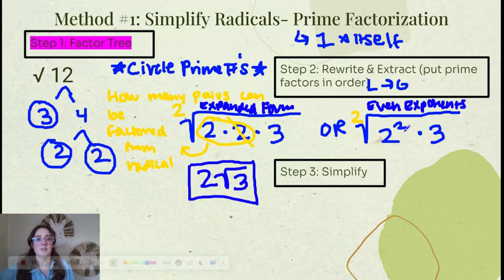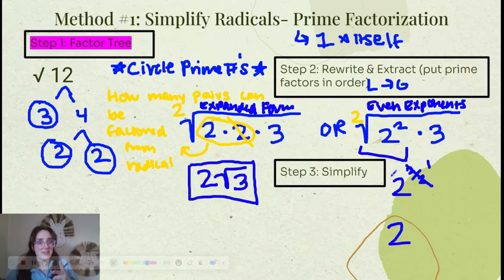Why do we want even exponents, right? Because remember, we can just divide it by 2. This piece is really 2 to the power of 2 divided by 2, right? 2 divided by 2 cancels, leaves us with 1. So the 2 essentially leaves the radical, leaving us with 2 rad 3 as our answer, which you'll see we get the same answer.